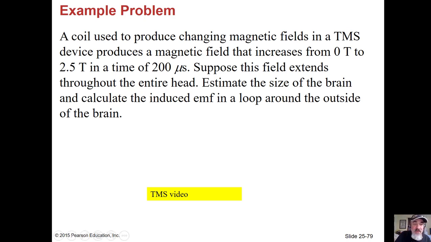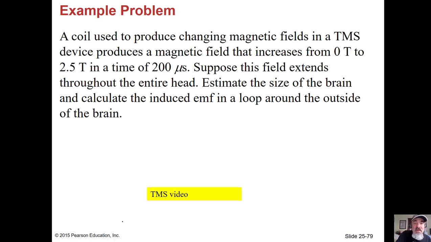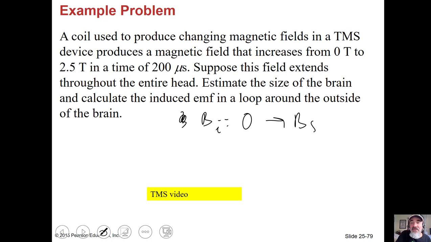Okay, let me write this down. The initial magnetic field is 0, and we go up to a final magnetic field, which is 2.5 Teslas, in a time of 200 microseconds. So the changing magnetic field is going to induce an EMF. Suppose the field extends through the entire head. Estimate the size of the brain and calculate the induced EMF in a loop around the outside of a brain.